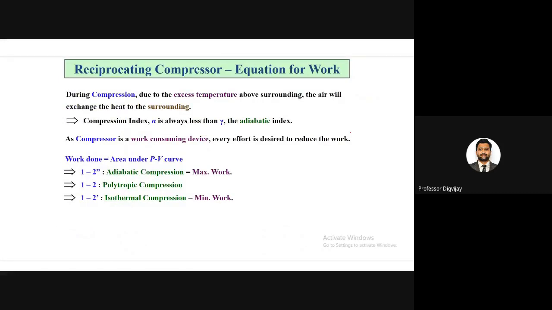Next, during compression, due to excess temperature above the surroundings, the air will exchange heat with the surroundings. If you see the actual figure of a reciprocating compressor, you will see some fins or extended surfaces on the cylinder of the compressor. This is to dissipate the extra heat which is generated due to the compression.